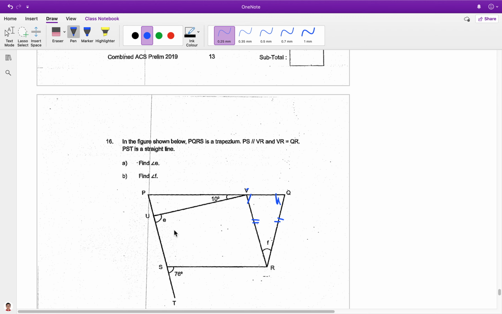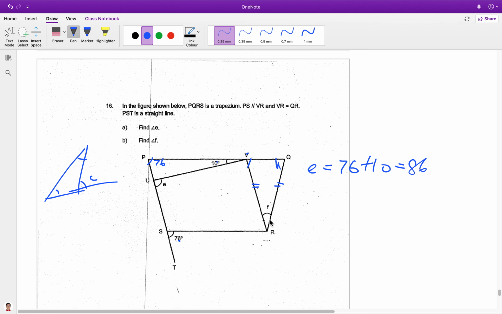Well, we see that this is 76, right? If parallel, then this one is parallel, so this one is also 76, right? Then for this angle, we just said for a triangle, if there's an angle like this angle C equals A plus B, right? So E equals this angle plus this angle, so 76 plus 10 equals 86.